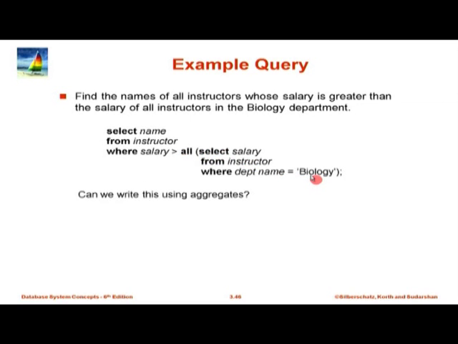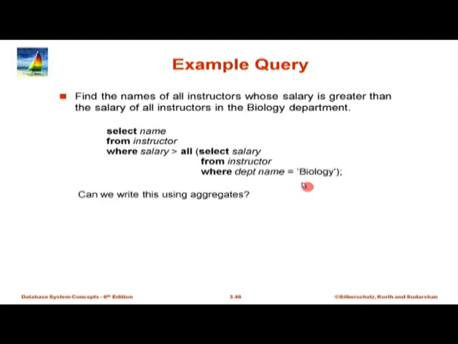So now the only change is, instead of greater than at least one person, we want to say greater than all the people in biology. This is valid in SQL, it works. The question is, can we rewrite these queries using aggregates? Just think for a moment. I want instructors whose salary is greater than all the salaries of instructors in biology. How do we rewrite this using aggregates?